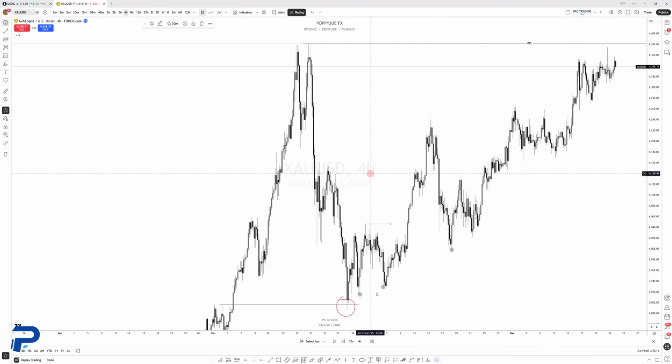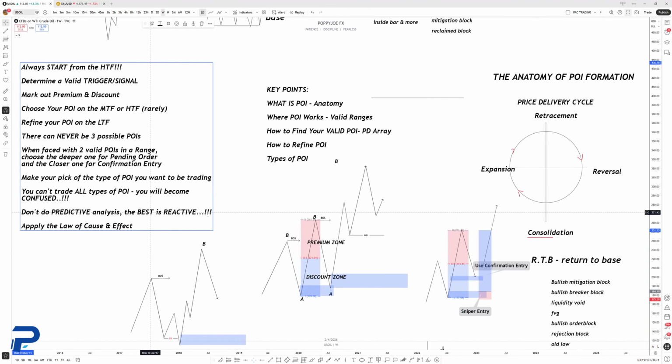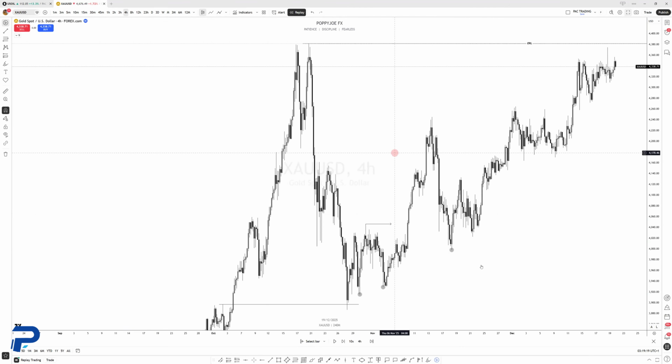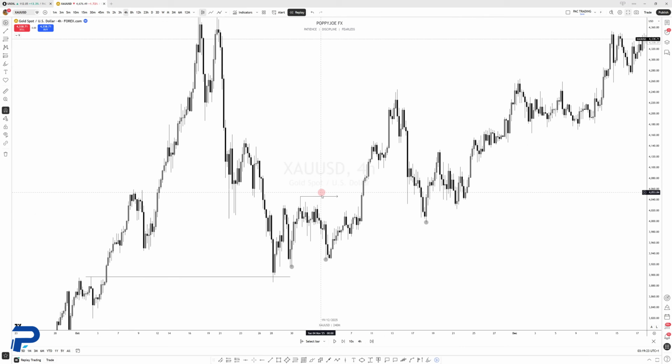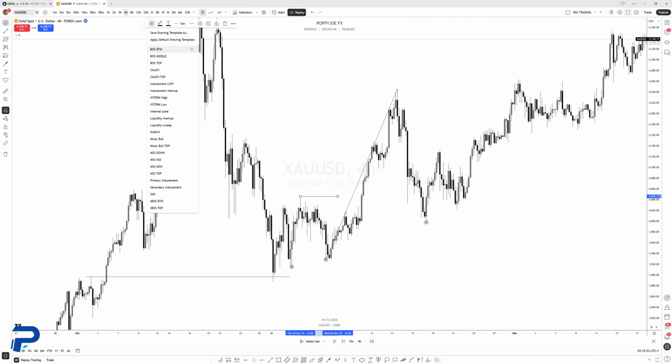And one other thing I would like to add, that's the final thing I would talk about, is called reactive versus predictive. I said don't do predictive analysis. The best is reactive. And this is where most traders are still getting the idea of choosing POIs wrongly. For example, let's say I'm trading this internal range here. I want to trade this range from this low to this high. Let's just assume that, and I want to choose my POI.